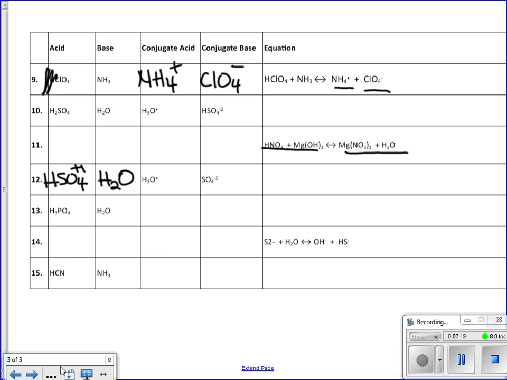13, 14, 15, same thing that you've done on 9, 10, and 11. On 16 through 18, you are writing out equations. Just like this last column, you're going to write out equations for each one of those for whatever substances they give you. And that should be it.